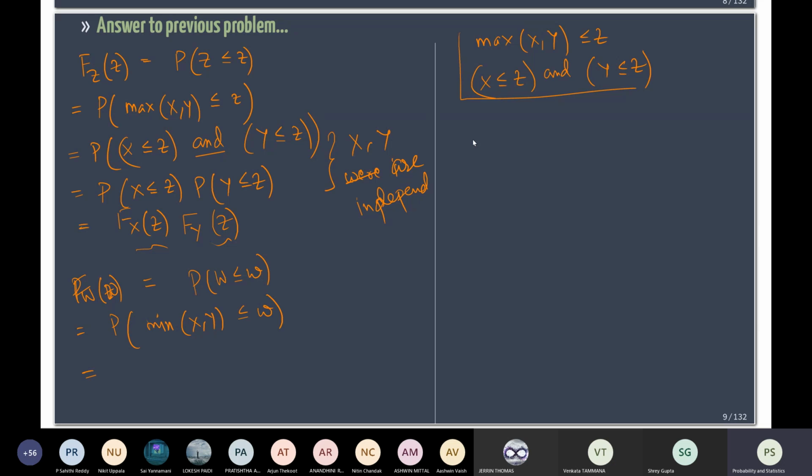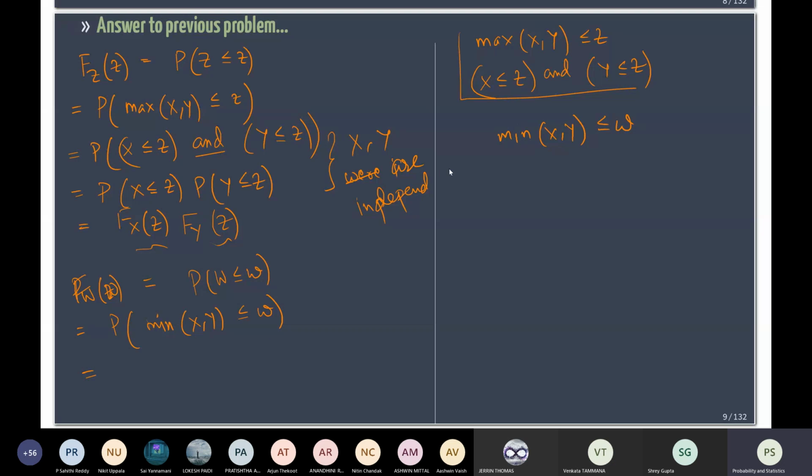The minimum of X, Y is less than or equal to w, but we are supposed to split this. If we reverse this inequality, what do we get? We can reverse this by doing 1 minus. If the minimum is greater than w, then individually they should be greater. Yes, that's correct.